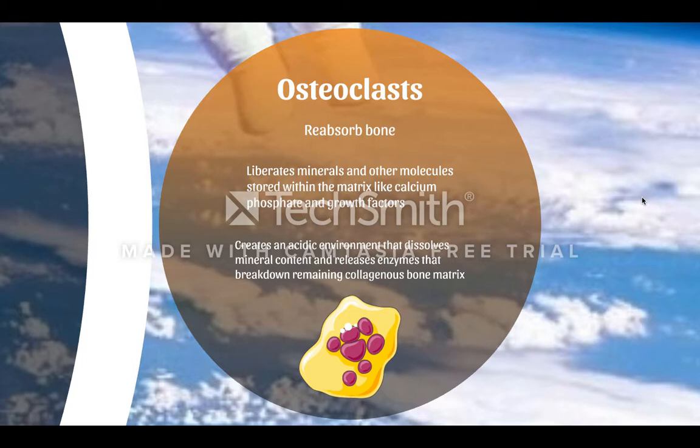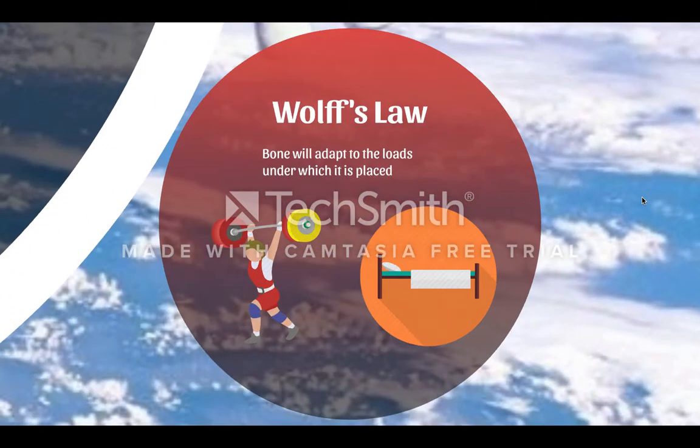Now, this fine balance between osteoblasts and osteoclasts was noted by Julius Wolff. He was a German anatomy professor that came up with Wolff's law that states that bone will adapt to the loads under which it is placed. An example of this is a professional weightlifter. Professional weightlifters are known to have increased bone density around their joints due to the increased activity that they present daily. On the other hand, people that are bedridden due to injuries or illnesses or due to old age will be seen to have diminishing bone densities due to the lack of mechanical stimuli on their bones.